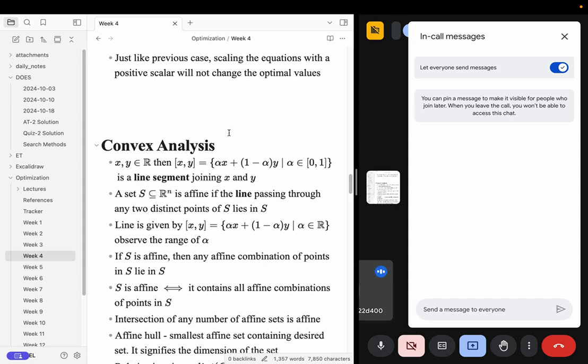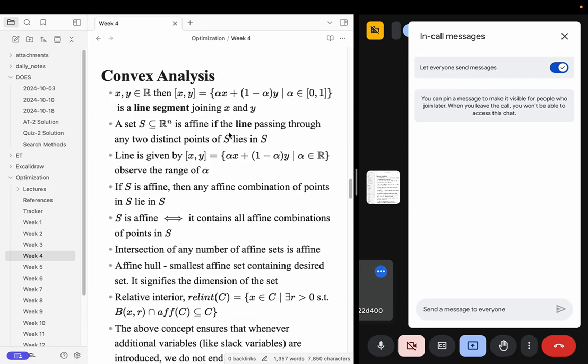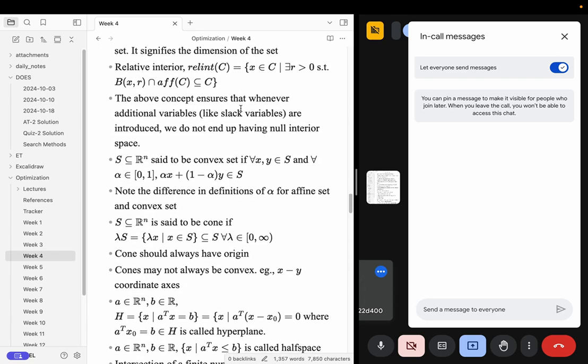Then came the very important concept in the entire course, convex analysis, where we discussed what exactly a convex set is and why it is important. The main definition says that if you have two points in that particular set, then any linear combination of the points will also belong to that set, and that is what we call a convex set.